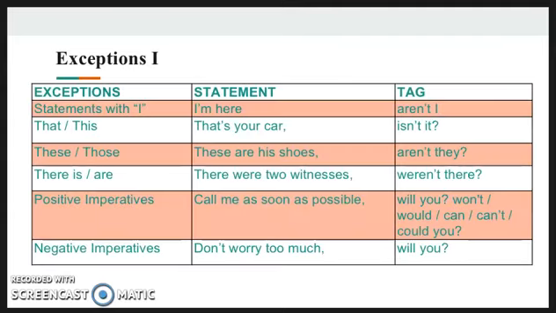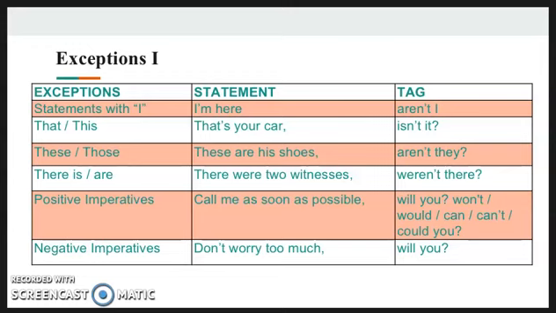Please have a look at the chart about the exceptions here. In sentences with I'm, use the question tag aren't I. In sentences with the pronoun that or this is the subject, use a question tag with the pronoun it. In sentences with the pronoun those or these is the subject, use a tag question with the pronoun they. In sentences with there is, there are, and on all tenses, we repeat the pronoun there in the question tag.